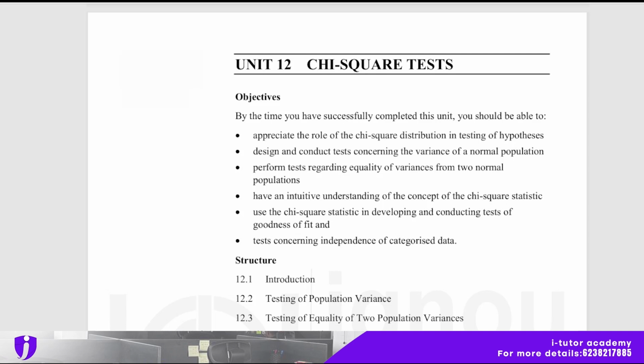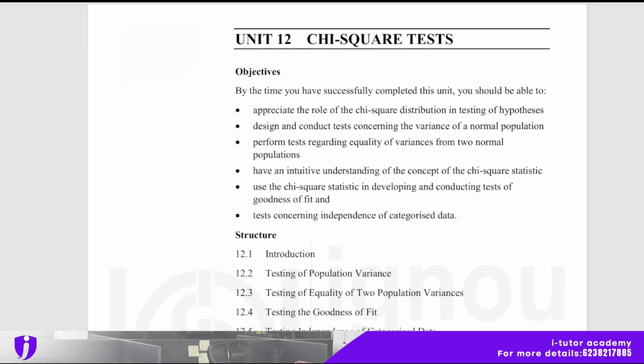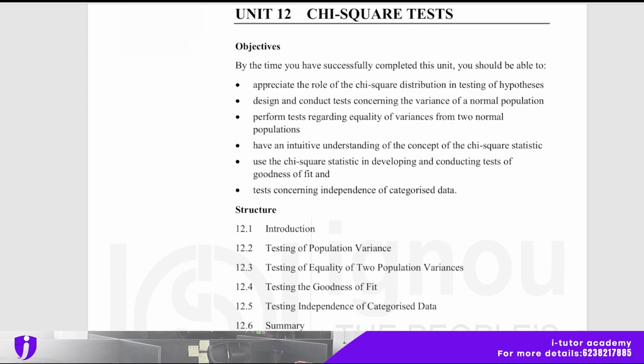By the time you have successfully completed this unit, you should be able to appreciate the role of the chi-square distribution in testing of hypothesis, design and conduct the test concerning the variance of a normal population, perform test regarding equality of variance from two normal populations, have an intuitive understanding of the concept of the chi-square statistics, use the chi-square statistics in developing and conducting tests of goodness of fit, and tests concerning independence of categorized data.